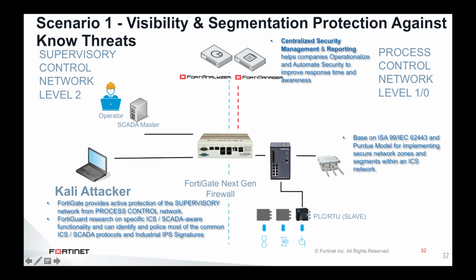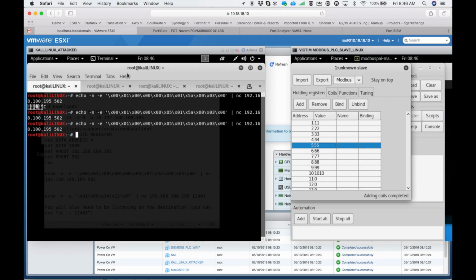Logs from the FortiGate will be forwarded to the FortiAnalyzer, and if the plant has no internet connection, then the FortiManager in this case could be the one that will be pushing the updates to the FortiGate in an offline environment. So over here I have the attacker on my left hand side.